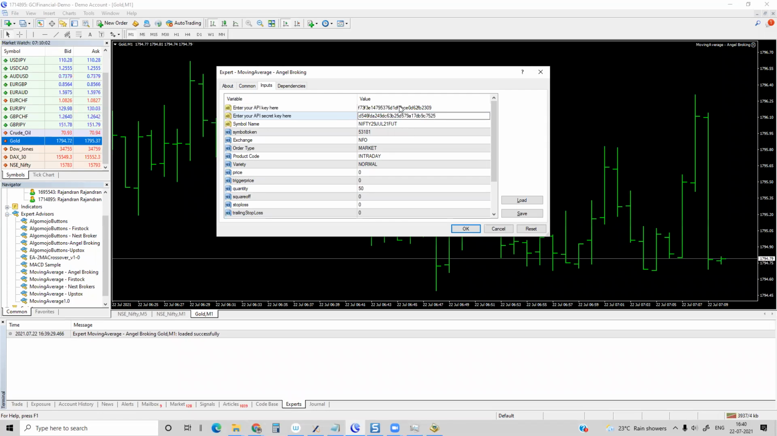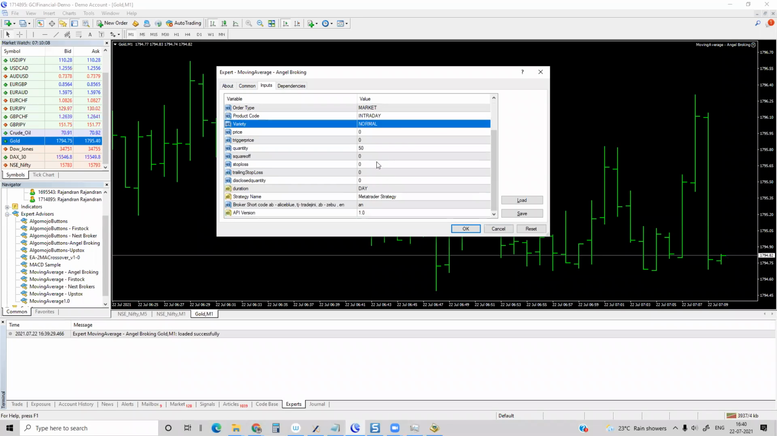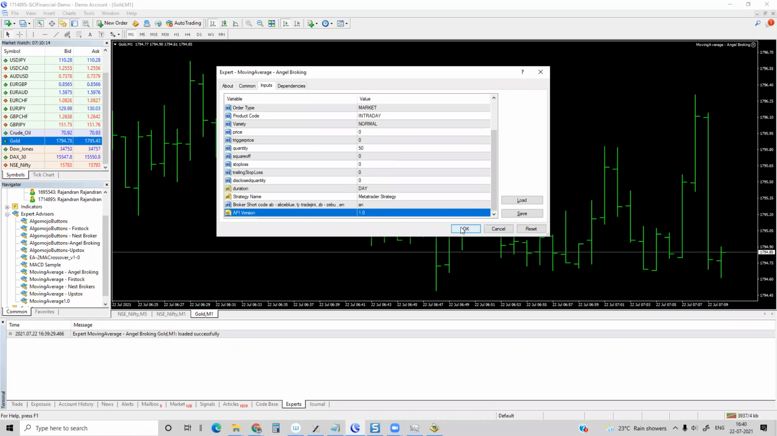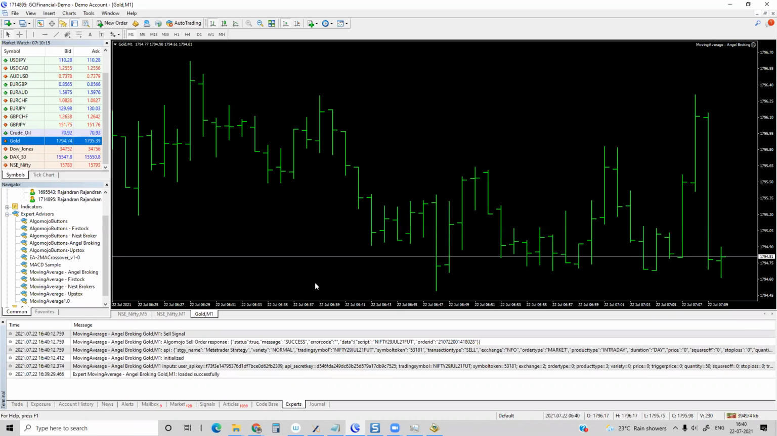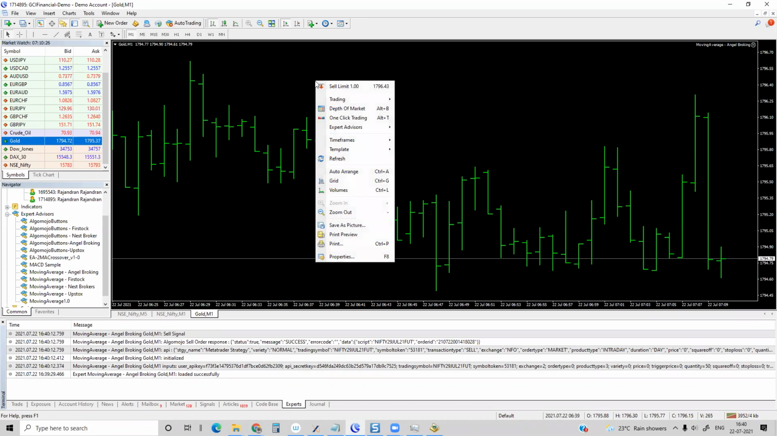So once I've got the API key and API secret key, I get the symbol name, symbol token, exchange, order type, intraday, normal. All those selections I have done, the quantity selection I have done, and I ensure that I'm choosing the right broker, and then the API version is done. I'll press OK. Now you can see that if any orders come in, they will automatically be transmitted to the broker.